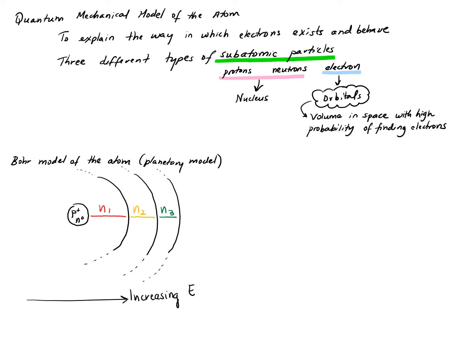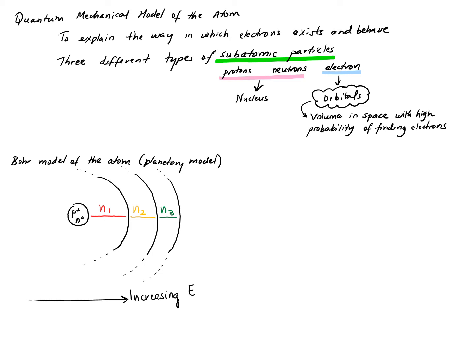The quantum mechanical model of the atom is a model that we use to explain how the electrons exist in an atom, and we look at the location of those electrons, where we can find electrons with a high probability in an atom. We know that we have these three different types of subatomic particles: protons, electrons, and neutrons. The protons and the neutrons are located in the nucleus of the atom. The electrons are around the nucleus.